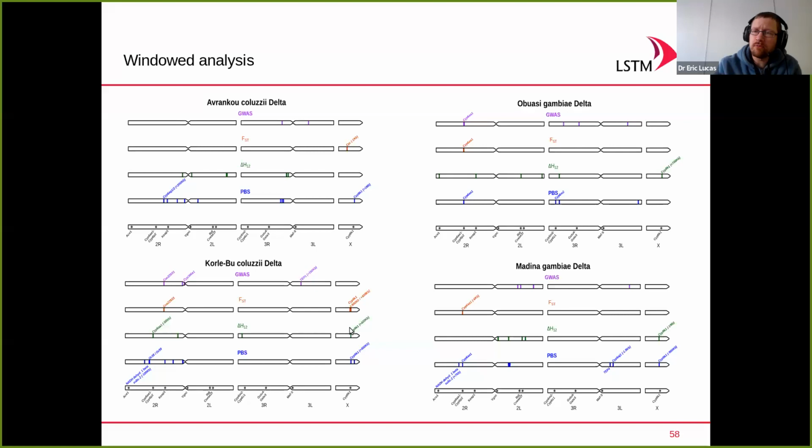But interestingly, this signal was never bang on CYP9K1. It was always slightly to the left or slightly to the right of it. As I say, other cytochrome P450s, NADH dehydrogenase, which is a cofactor of cytochrome P450s. It's required for cytochrome P450s to work effectively. So lots of different hits in different populations.